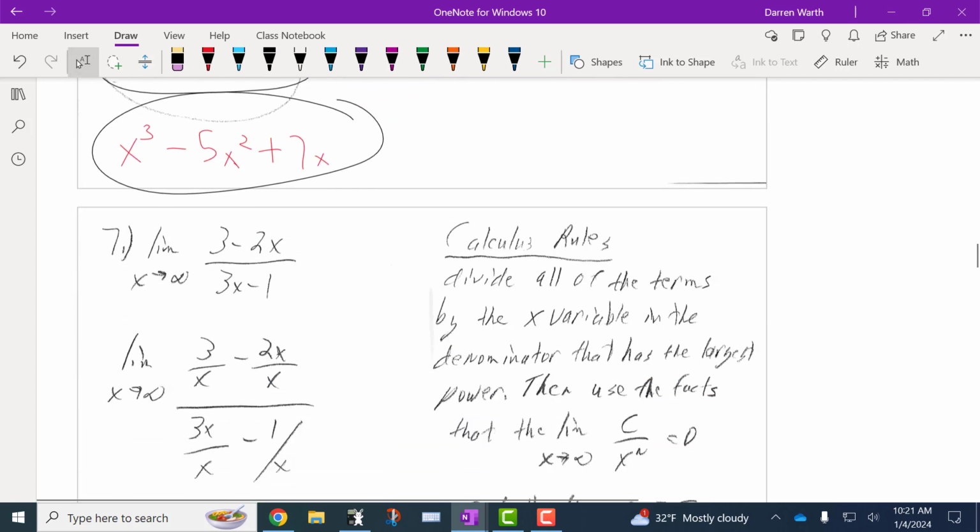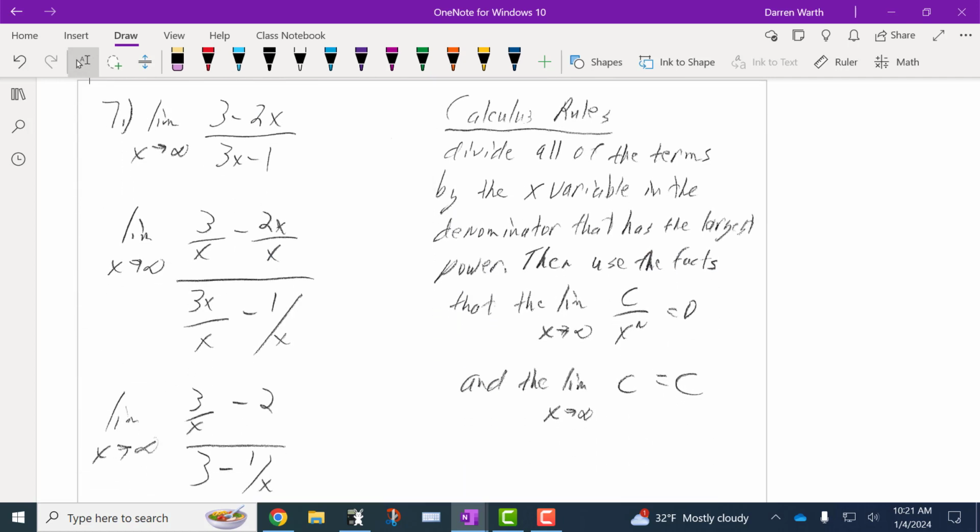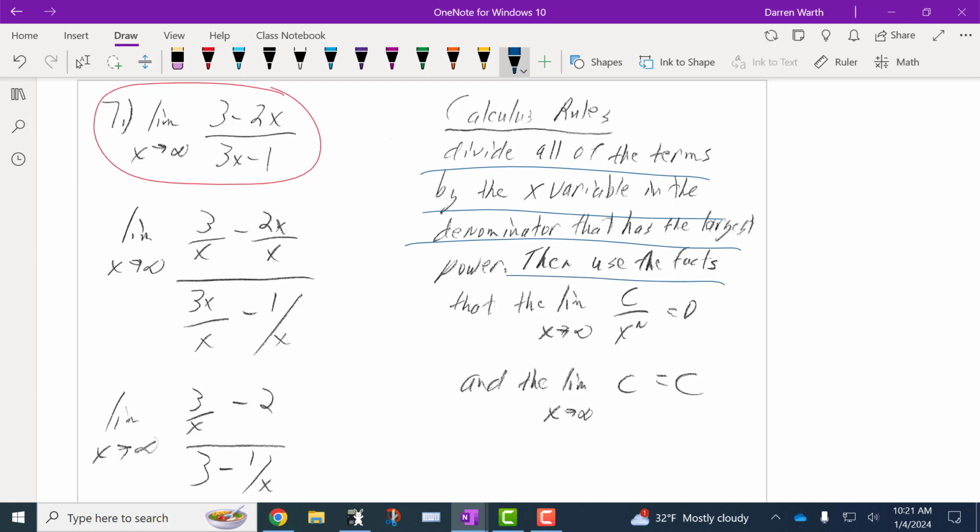Okay, now this next one, got the limit as x approaches infinity of 3 minus 2x over 3x minus 1. So on this problem, we use our calculus rules to find this limit. The calculus rule says divide all the terms by the x variable in the denominator that has the largest power. They use the fact that the limit as x approaches infinity of c over x to the n is 0, and also the fact that the limit as x approaches infinity of c equals c. So notice, here's my highest power right here, so I'm going to divide every single term by it.